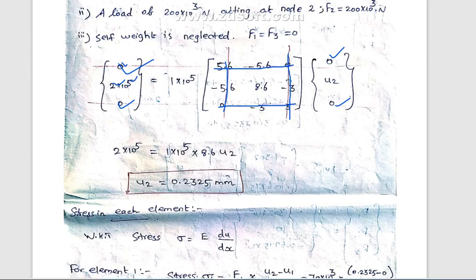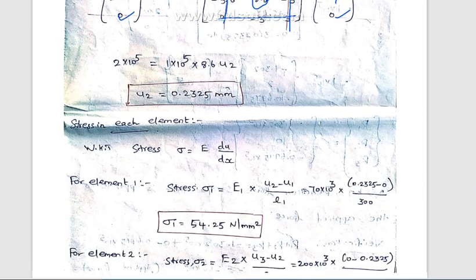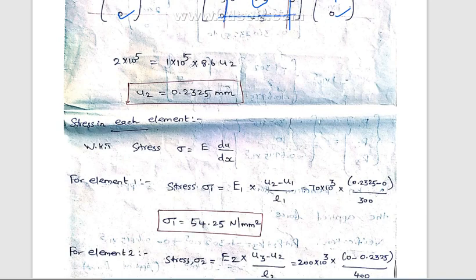So 2 into 10 power 5 is equal to 1 into 10 power 5 into 8.6 into U2. You have to multiply this 8.6 with this U2. Finally, the displacement at the nodal point 2 is 0.2325 mm. So next you have to find out the stresses in each element.